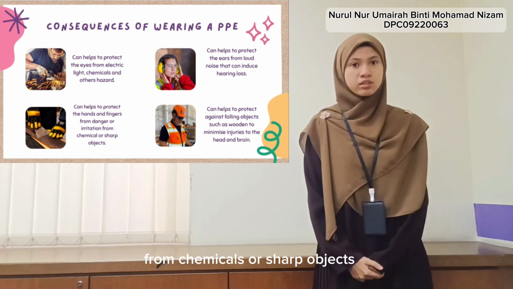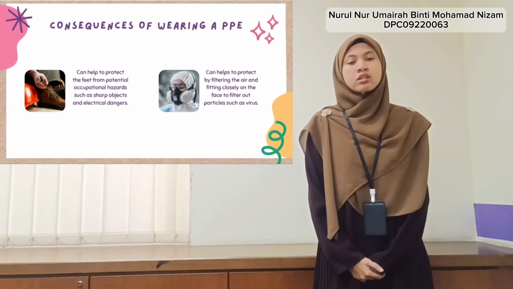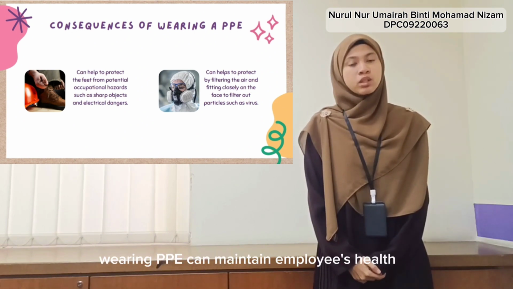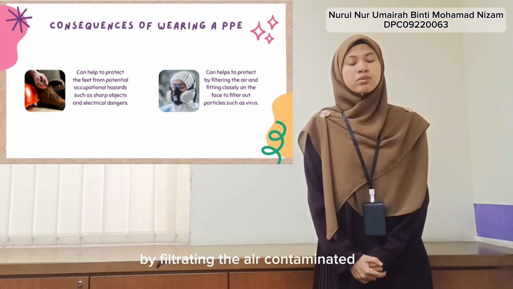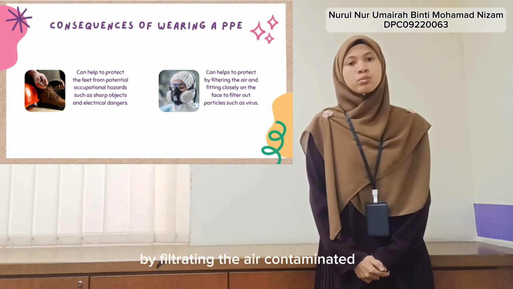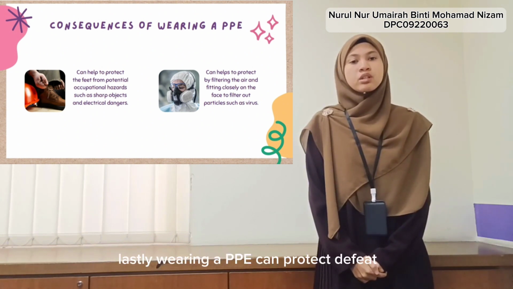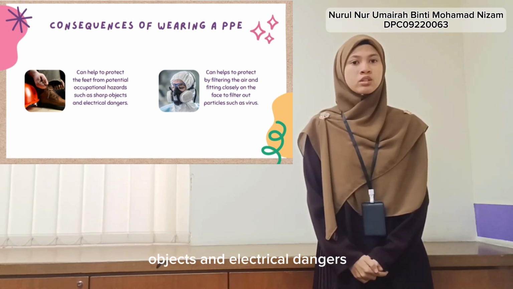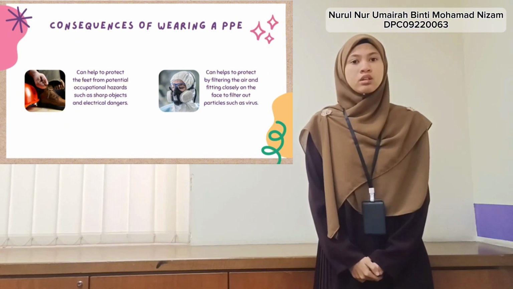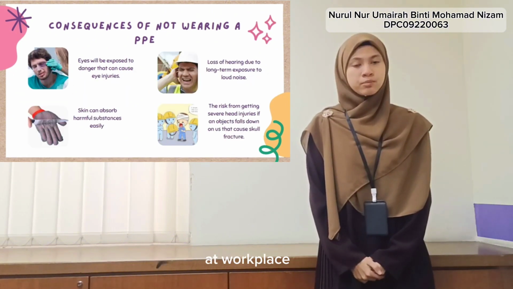The fourth consequence of wearing PPE is, wearing PPE can protect the hands and fingers from danger or irritation from chemicals or sharp objects. Other than that, wearing PPE can maintain employees' health by filtering the air contaminated with hazardous particles such as viruses. Lastly, wearing PPE can protect the feet from potential occupational hazards such as sharp objects and electrical dangers. I will also present the consequences of not wearing PPE at workplace.